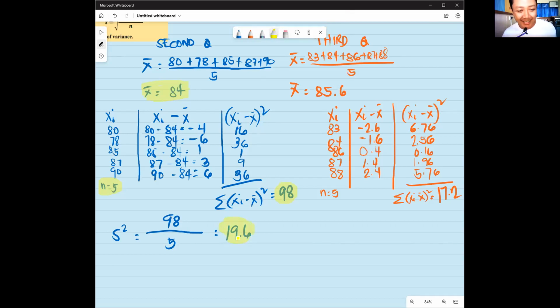Okay, 19.6. Kanina pa natin nakuha yung value. Tama, Anestin? Okay.